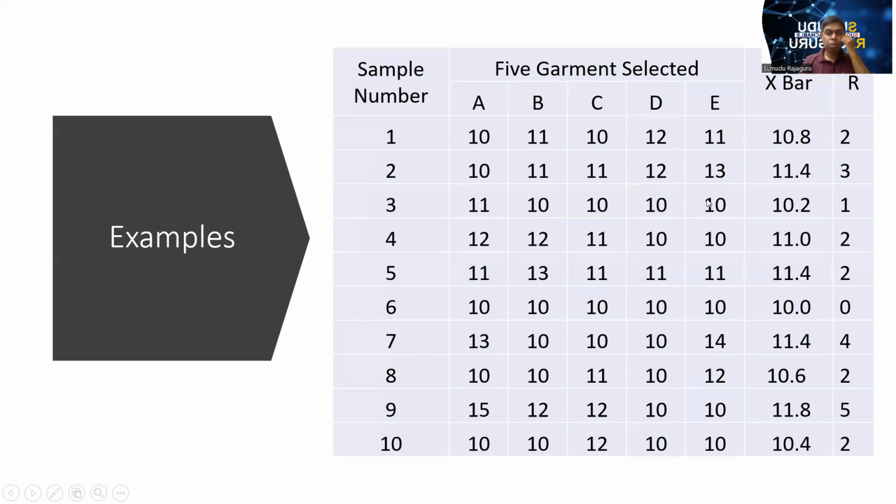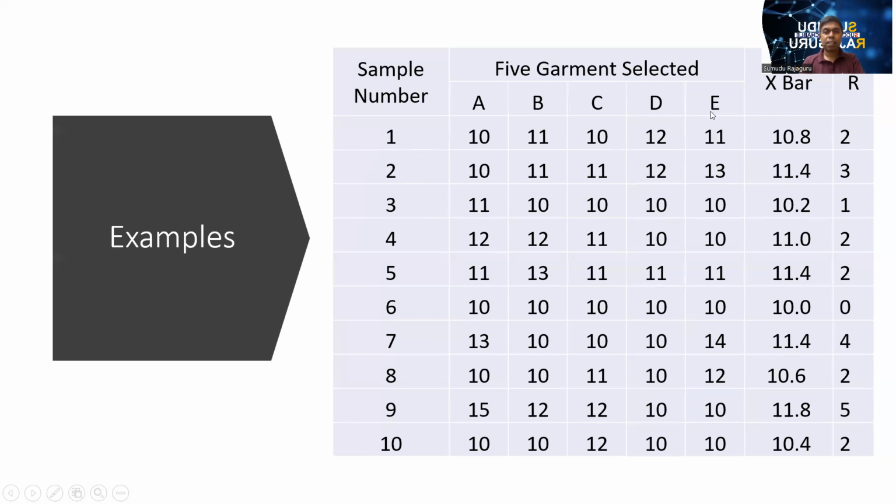In that kind of situation, we have to calculate the X bar as well as R. How to calculate the X bar? We have to take the average of these 5: 10, 11, 10, 12, 11. We add them and divide by 5, which gives 10.8. Likewise, we have to take the average for each subsample.